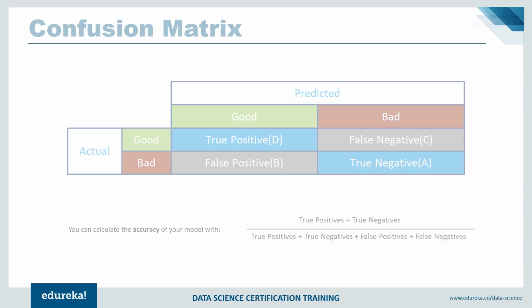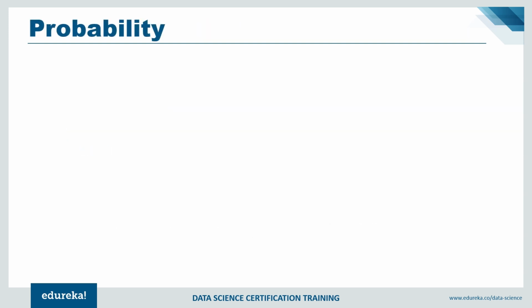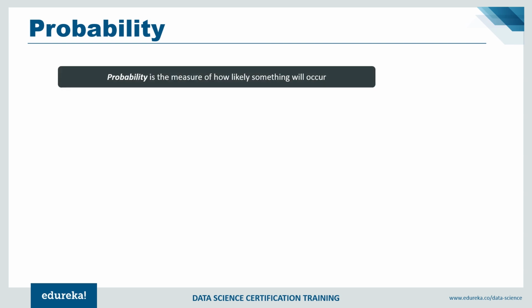Now the next term, and a very important term in statistics, is probability. So probability is the measure of how likely something will occur. It is the ratio of desired outcomes to the total outcomes.